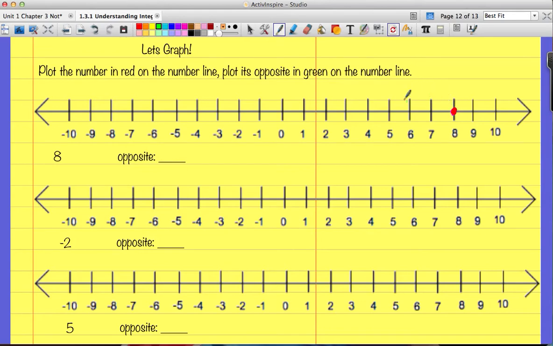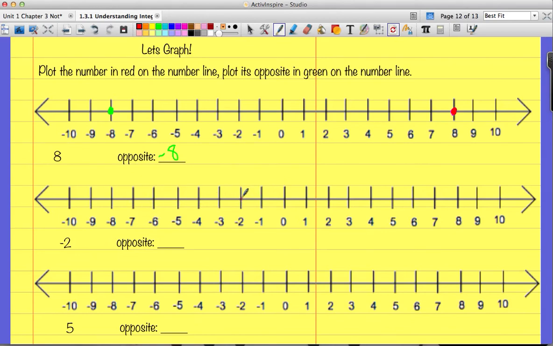Because I'm 1, 2, 3, 4, 5, 6, 7, 8 places away from 0. So the opposite of 8 would have to be a -8 because that is 8 places away from 0 in the opposite direction. I want you to go ahead and pause and try the next two, and when you come back, we'll go over your answers.